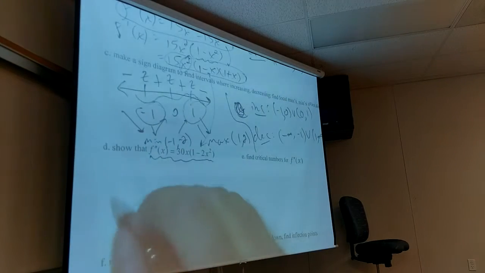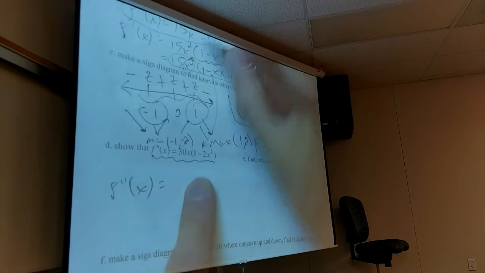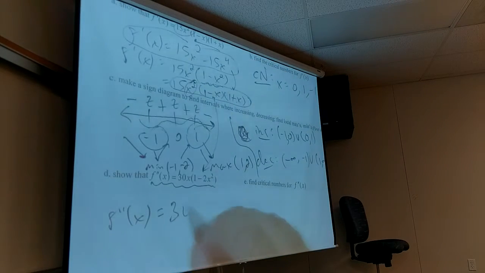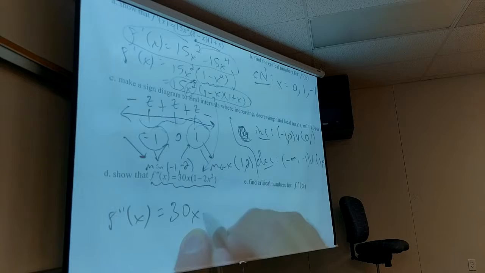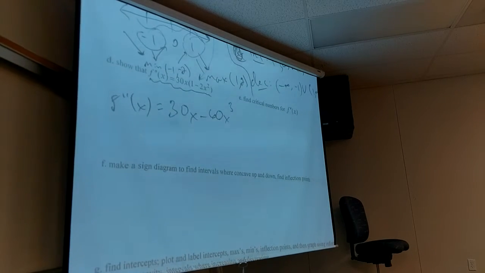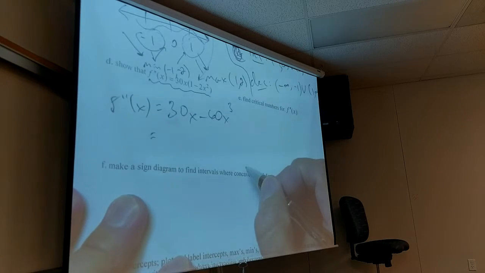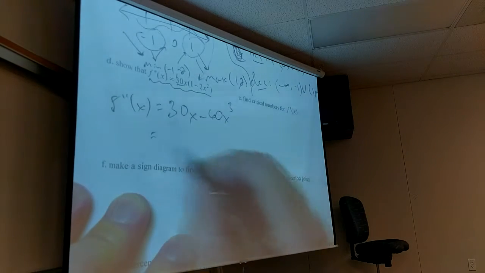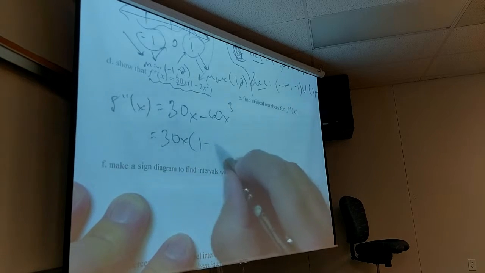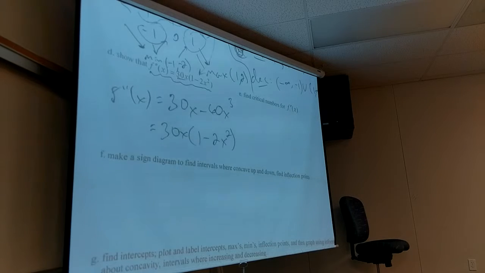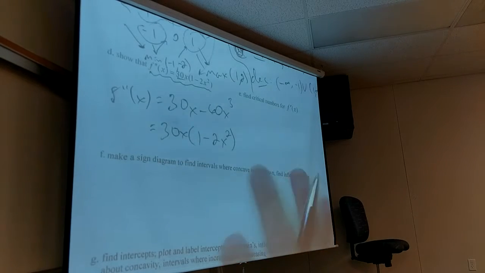So what's the second derivative going to be then? I know it's supposed to be this, but directly from here I get, that might be too easy a question, 30x minus 60x cubed. And then what comes out of there? Probably this. So I can take that 30x out, I'm left with 1 minus 2x squared. Now you guys take a minute and find the critical numbers.